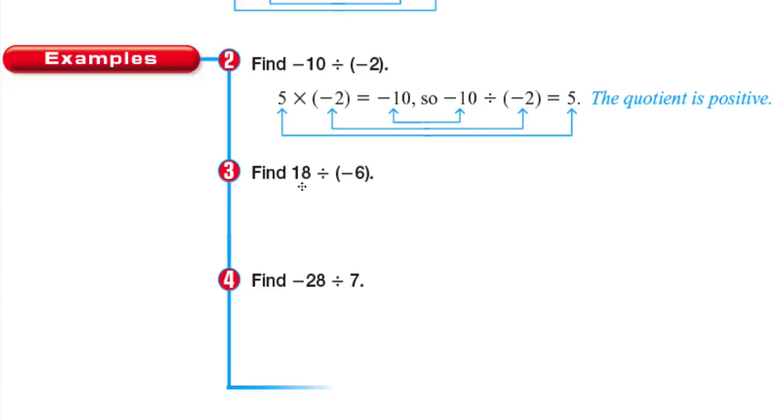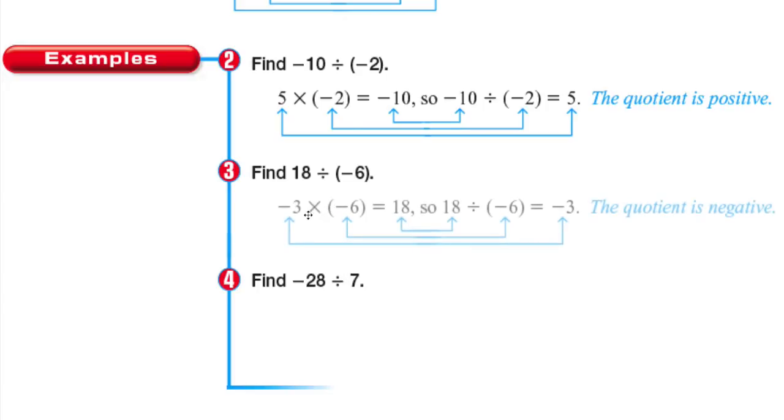Okay. So let's look at 18 divided by negative 6. Again, we work backward. We know that negative 3 times negative 6, a negative times a negative, will give us a positive 18. So we work backward: we get 18, and then we divide it by negative 6, which will actually give us negative 3. So the quotient in this case is negative.